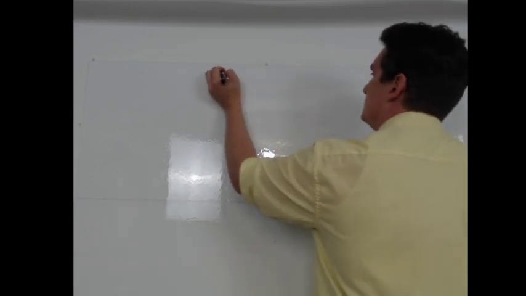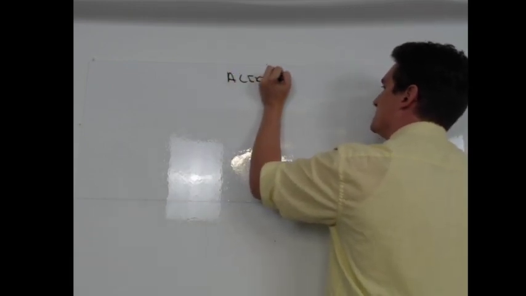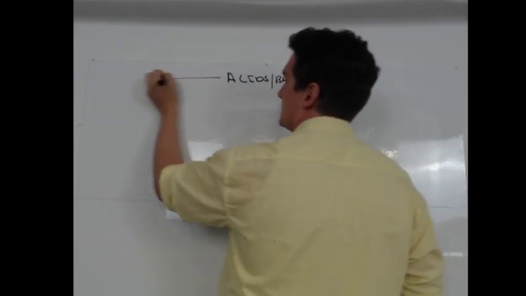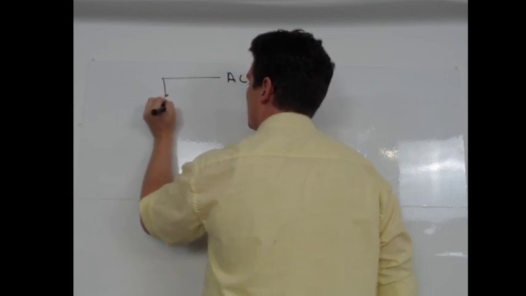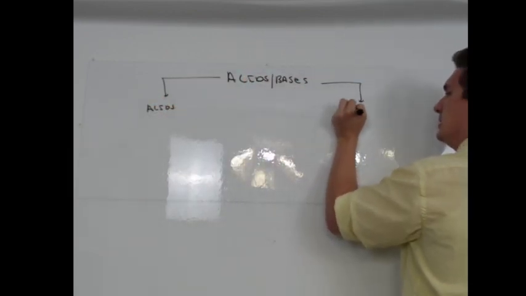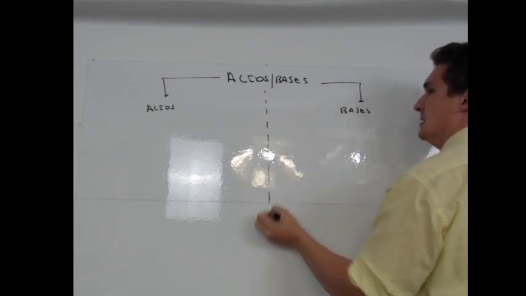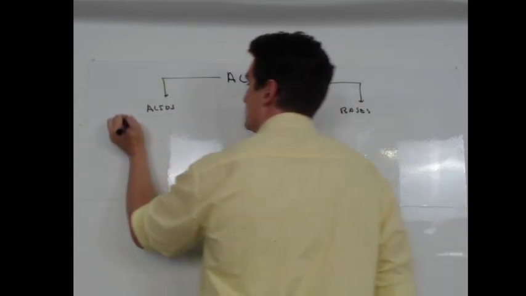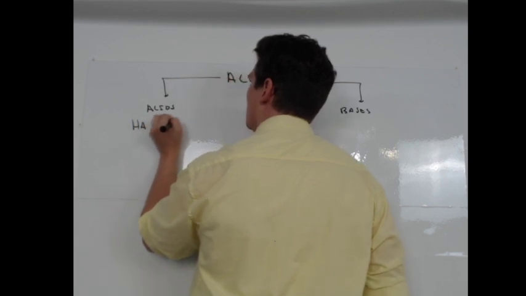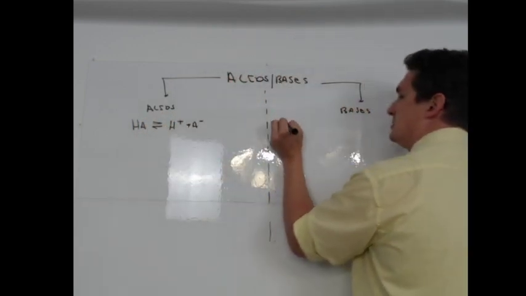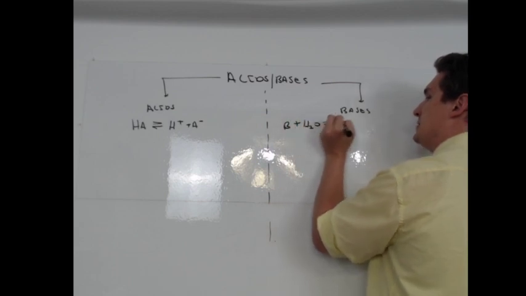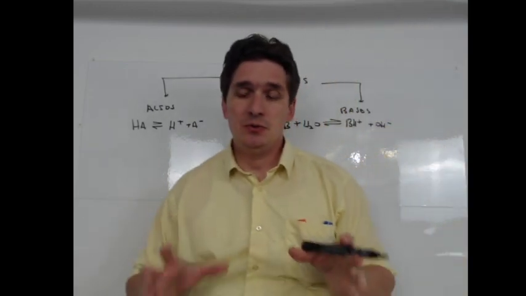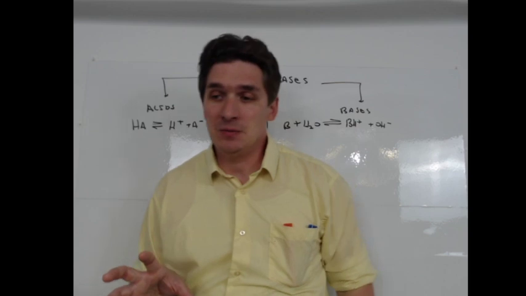So let's look at the big envelope of acid-base problems. With acid-base problems, we can split them into two categories: acids and bases. And the real distinction between acids and bases is simply what reaction we're looking at. If we're looking at an acidic reaction, HA goes back and forth to H plus and A minus. If it's a basic reaction, it's B plus H2O, goes back and forth to BH plus and OH minus. So this is really the only significant difference.